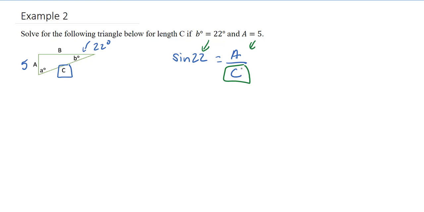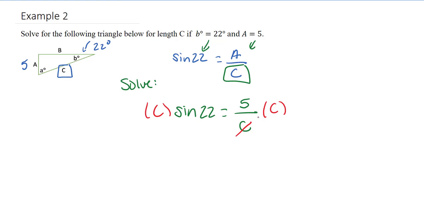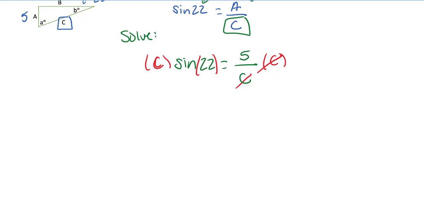In order to get C by itself, we need it to be in the numerator, so we don't need it in the denominator. First, let's write what A is equal to. So that's 5 over C. The first step is we're going to multiply both sides by C. Now why we do this is we want to get it out of the denominator, right? So now we have C times the sine of 22 is equal to 5. So if we want to get C by itself, what can we do?